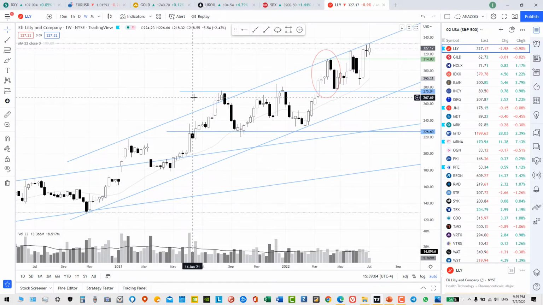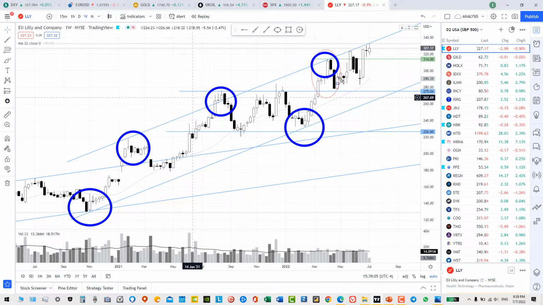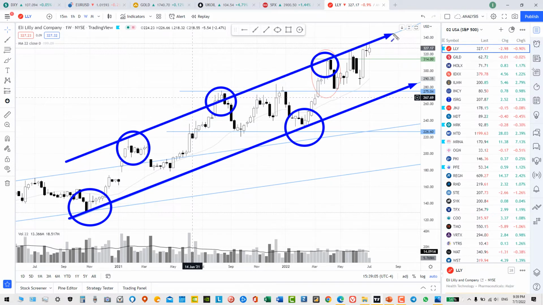What we should notice is that this new angle is really well established. You can see here the low, and here is the higher low, here is the high, and here is the higher high, here is another higher high. So it's really a very well established new angle uptrend over the weekly chart.